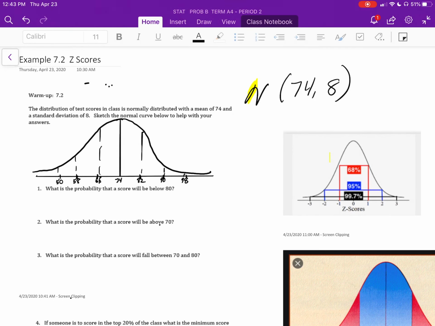Okay, so we looked at section 7.1, which was on the empirical rule, and that should have got you ready for the first quiz. And these next two worksheets will get you ready for the second quiz. I've already set this up for us.